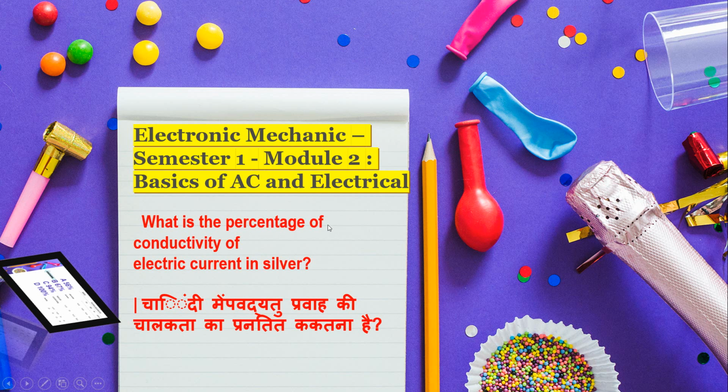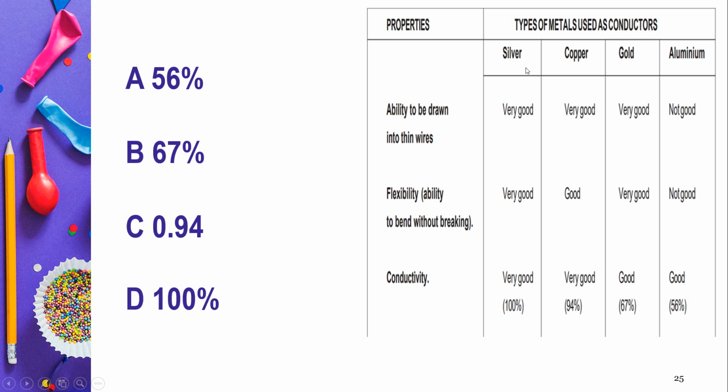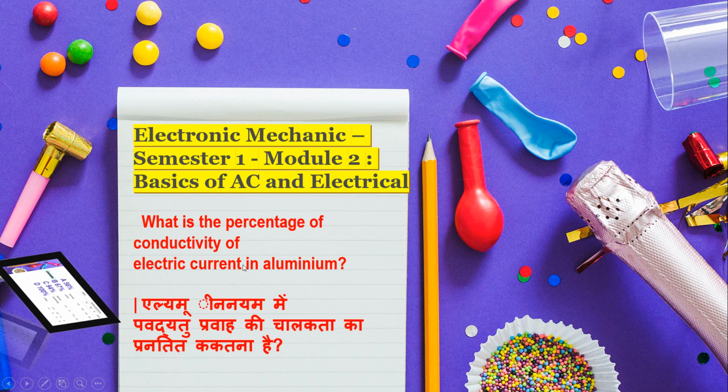What is the percentage of conductivity of electric current in silver? We know that the percentage of conductivity of silver is 100%. Therefore, the answer is 100%.